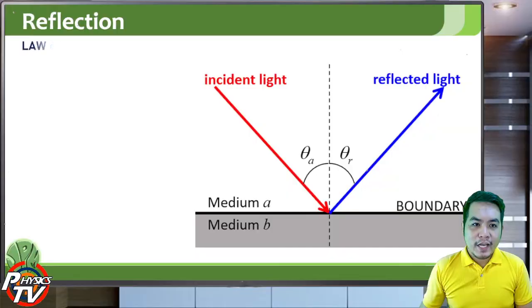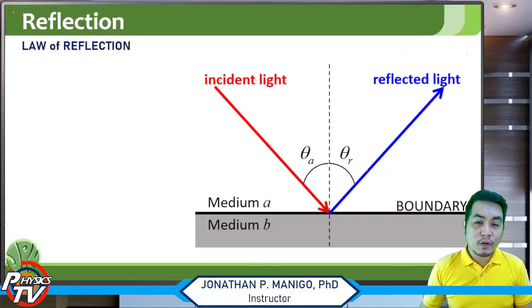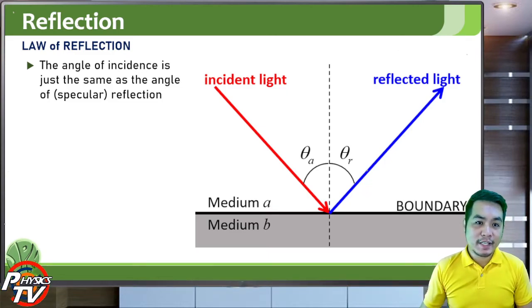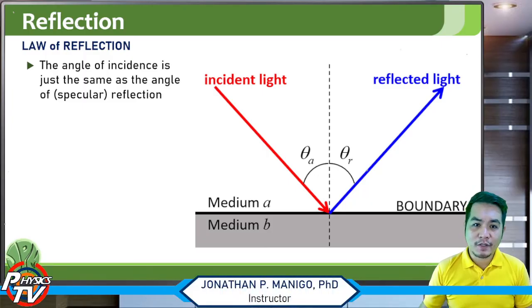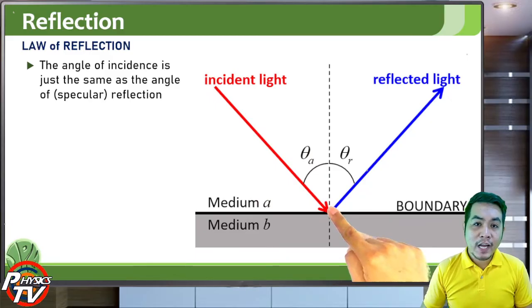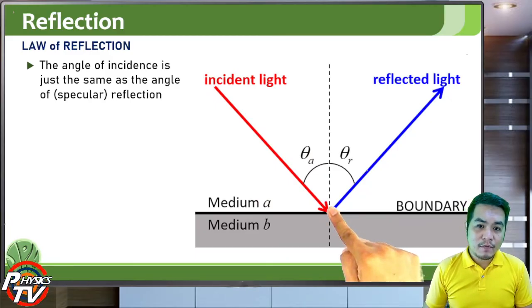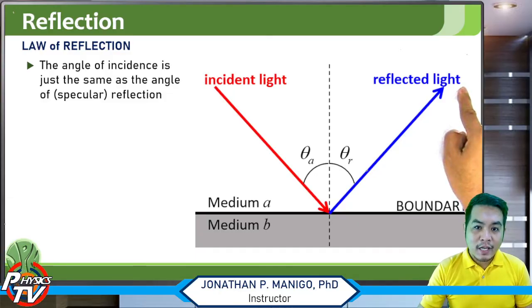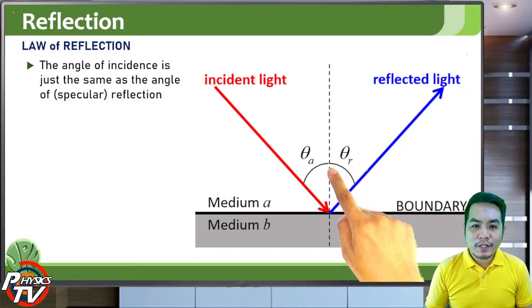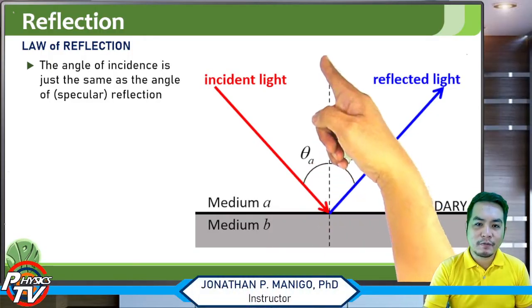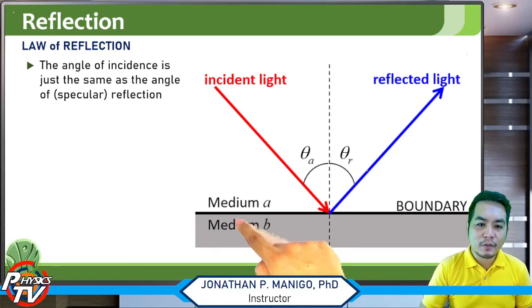So we have what we call the law of reflection. The law of reflection states that the angle of incidence is the same as the angle of specular reflection. If you have an incident ray, or incident light, represented by this ray, it will bend back from the boundary. It will be reflected. It will bend back at an angle. The angle of reflection is equal to the angle of incidence. And both of these angles are measured from the line perpendicular to the boundary.